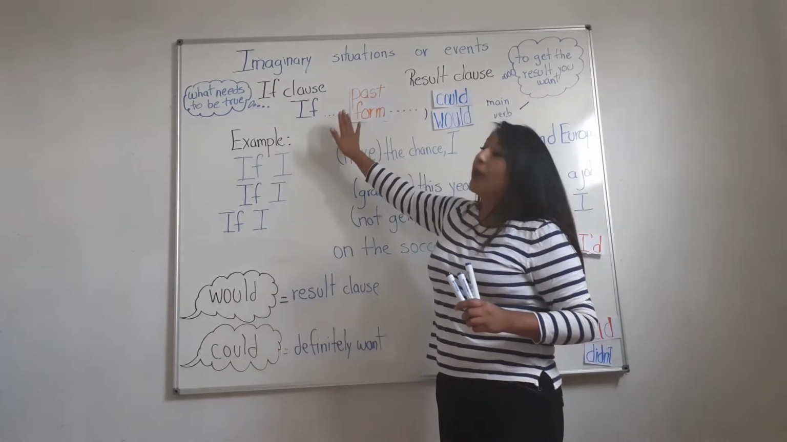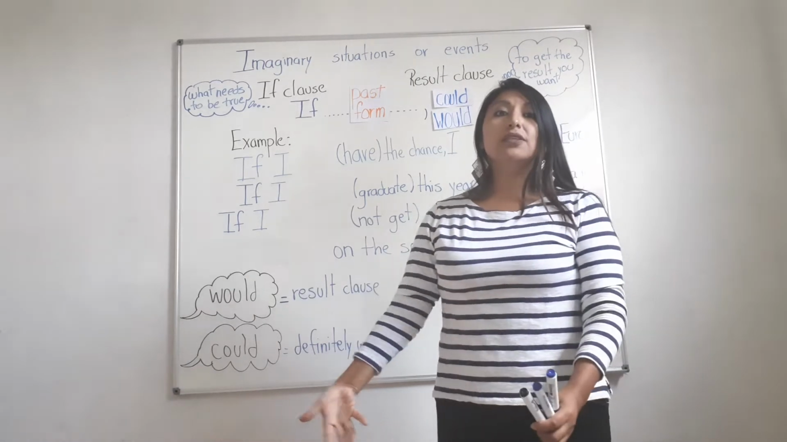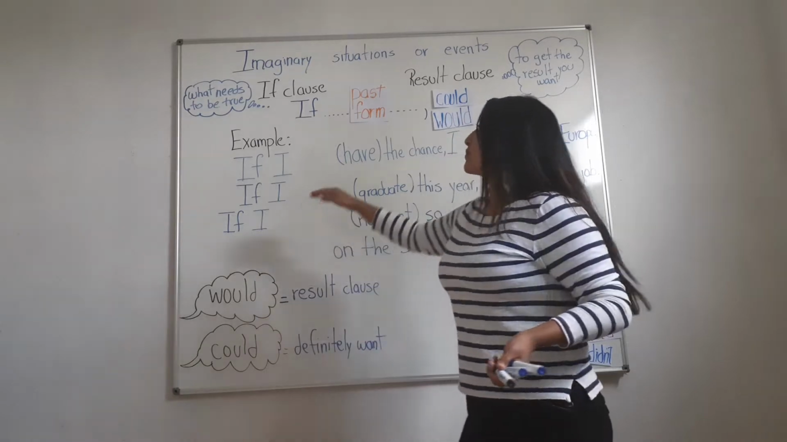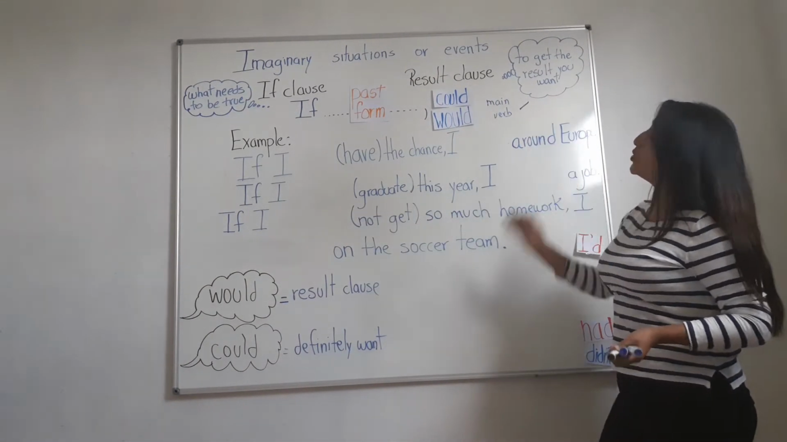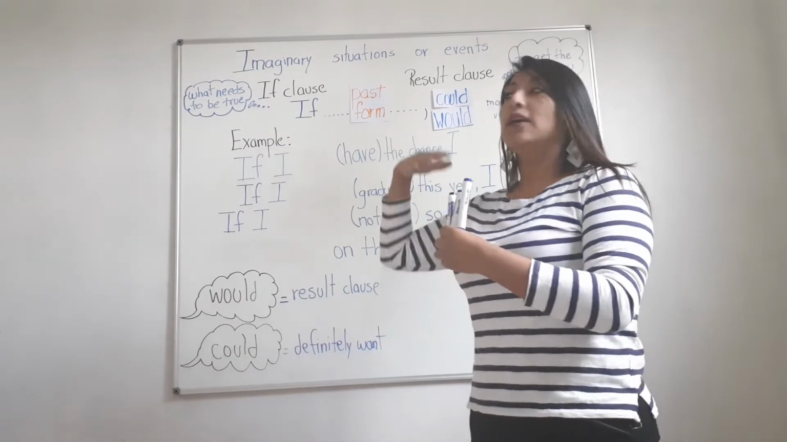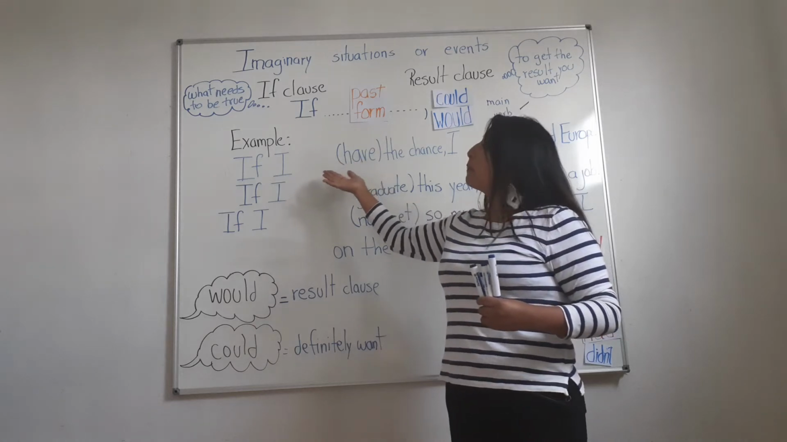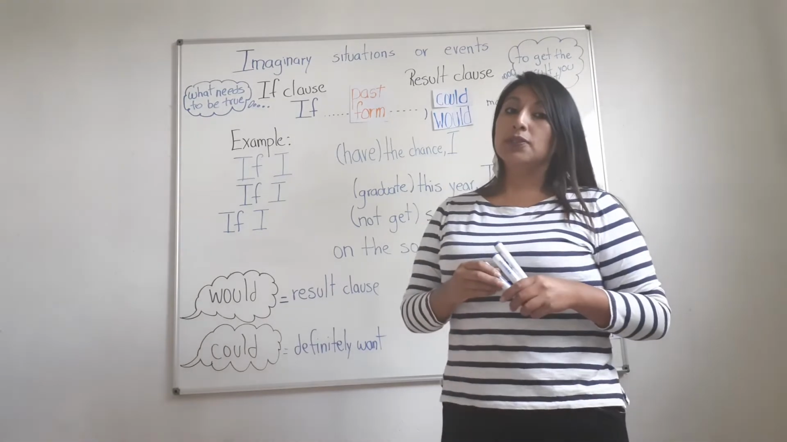So we have to use the imaginary situation. The imaginary situation is what we need to be true. In the result, we need to get the result we want. Okay, that is the if clause that we were talking about. Let me explain this to you with examples.